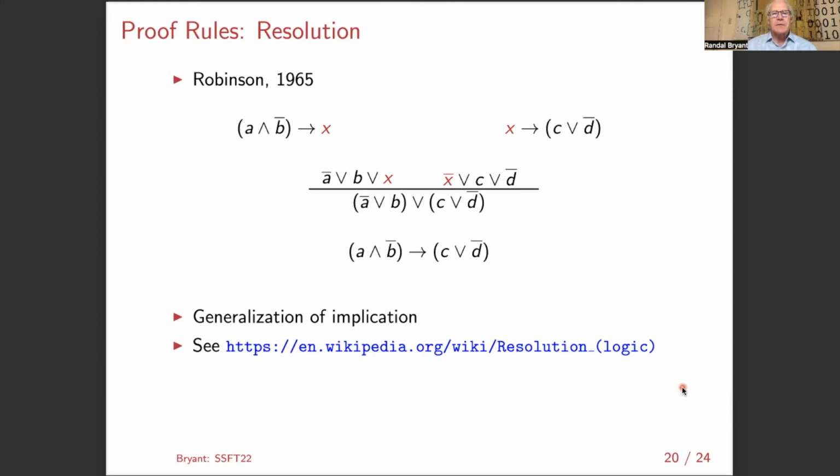So you can think of resolution then as a form of implication. And in particular, if we string together a long sequence of resolutions, what we're just doing is using the transitivity of implication to show that the leftmost antecedent implies the rightmost consequent.